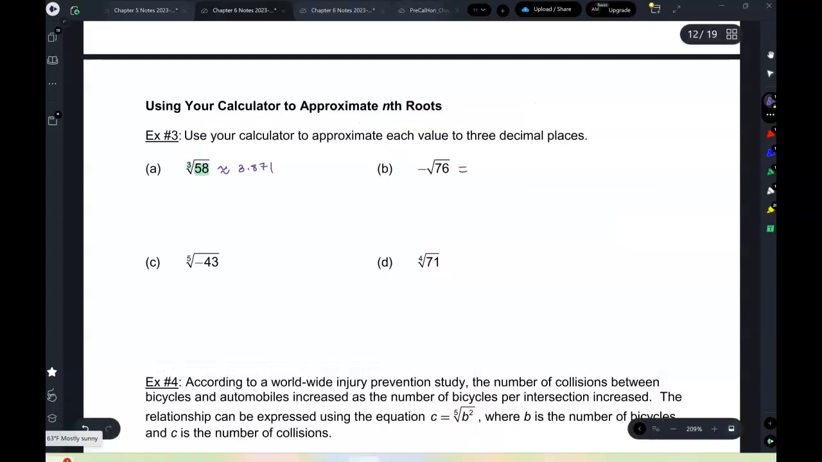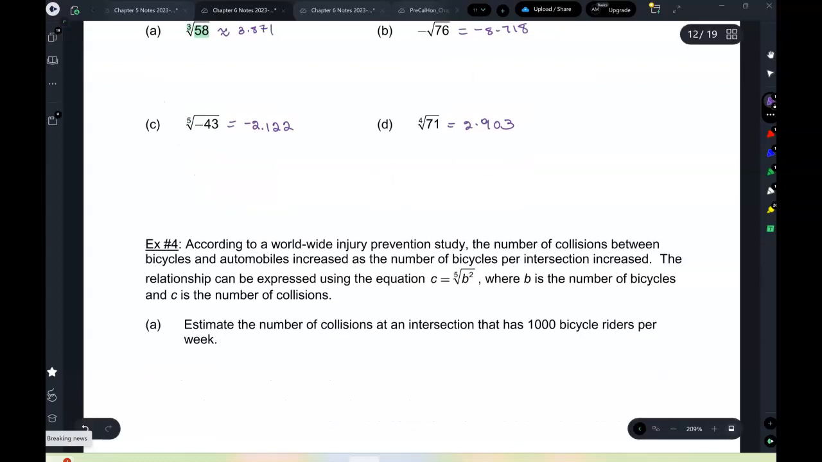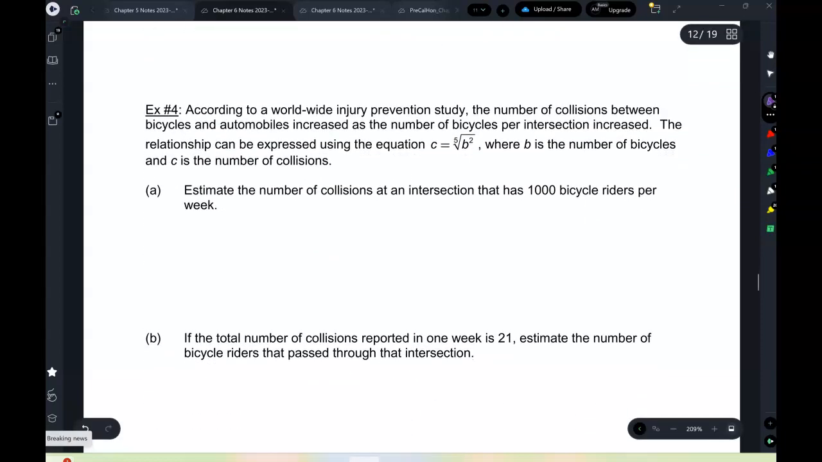What do we get for these? Negative 8.718. Okay, and this one? Negative 2.122. And 2.903. Okay, so, all right. So we have to write like the approximate. You don't have to. Okay.